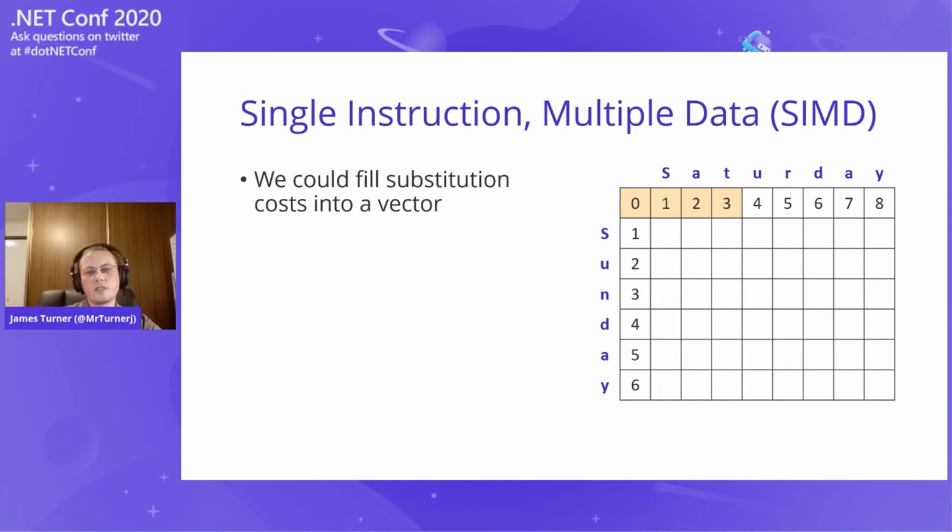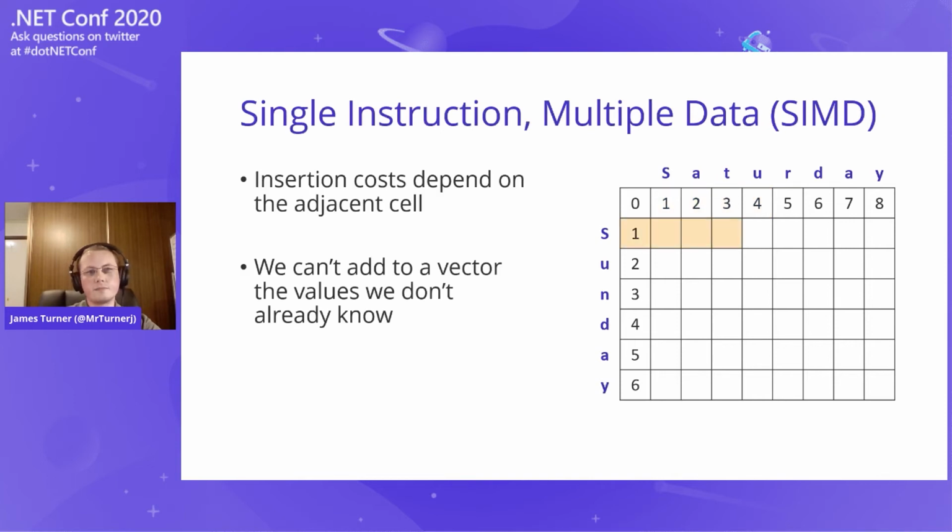Highlighted is the substitution cost for the first 4 cells. Loading that into a vector isn't a problem. We know all those values ahead of time. Similarly, with the deletion costs, we can load those into a vector no problem. How about insertion costs? Insertion costs become our problem, as while we know the first insertion cost, we don't know the next 3 to fully load our vector.